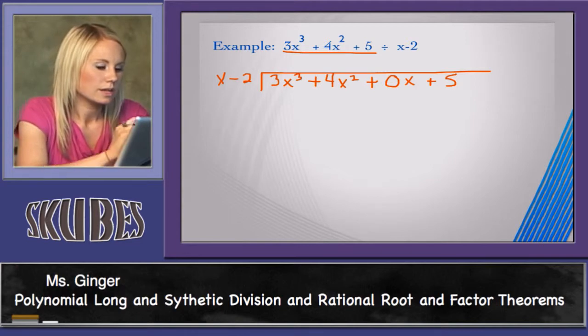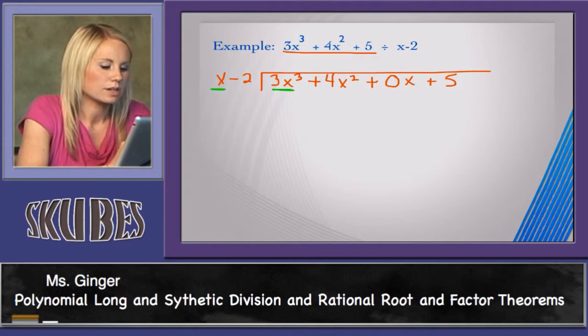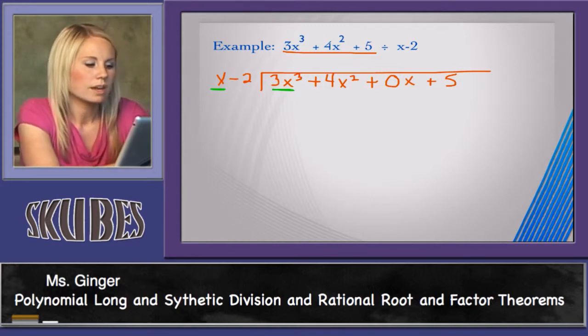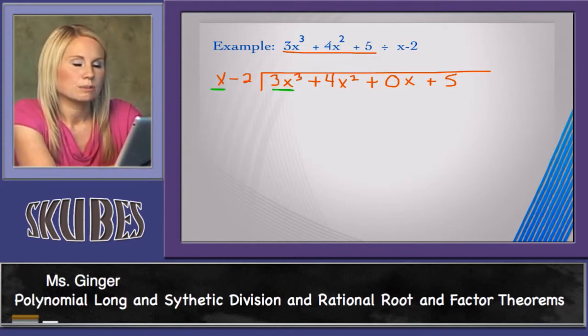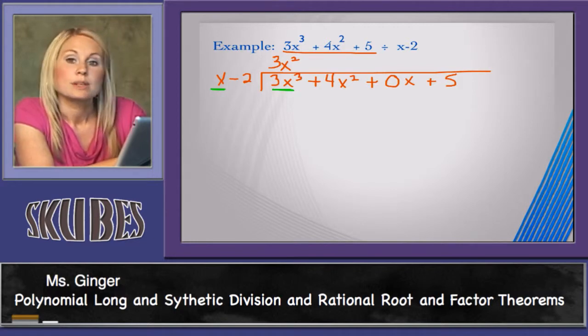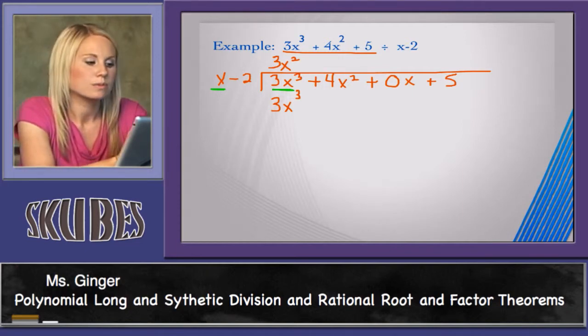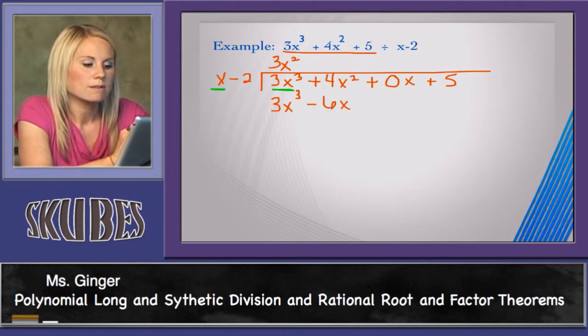First thing we're going to do is take a look at our first term in each expression, and we're going to divide. 3x cubed divided by x gives me 3x squared. That's because 3x squared times x takes me back to 3x cubed. Now I'm going to multiply that top term, 3x squared, by x and then by negative 2. So 3x squared by negative 2 gives me negative 6x squared.